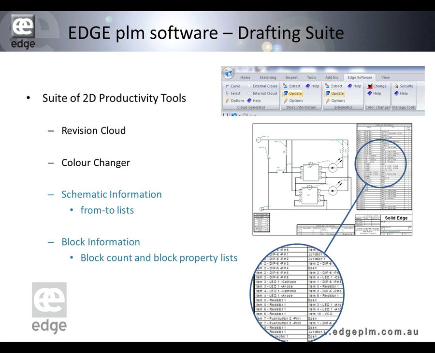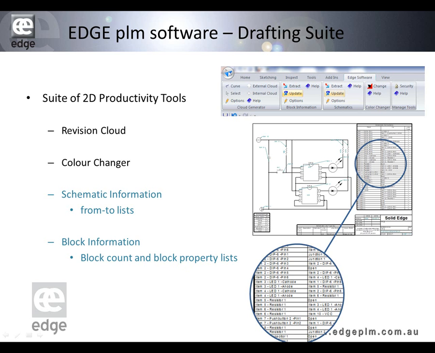The two tools we're going to be looking at today are the schematic information, which are effectively from two lists, and the block information, which gives us block count and block property lists. The interface for this is a proper add-on, so you'll see its own toolbar called Edge Software. Here's our cloud generator, here's the block information, here's the schematics, here's the color changer. In this illustration here, what I've done is a from to list, a wire list, some block information lists, and this is the wire table.